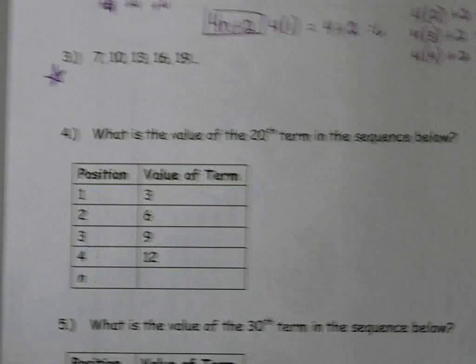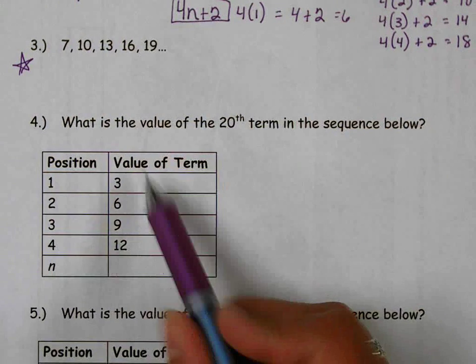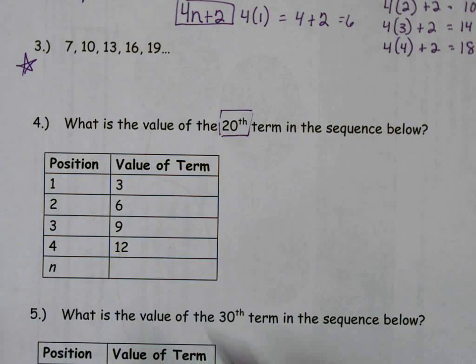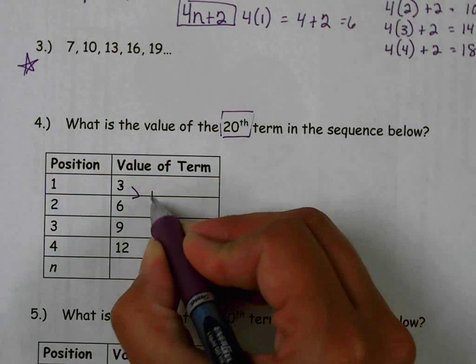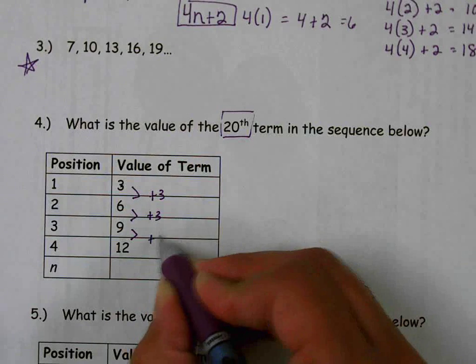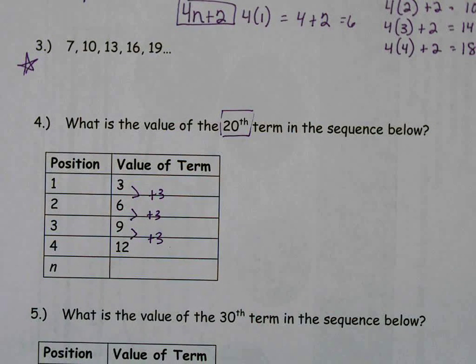Now, you may also see a question like this where it's in a table format, and we want to know what the value of the 20th term is. Now, we don't want to do this sequence all the way to the 20th position, so we want to write a rule. So again, we're going to look at the common difference. What's happening from 3 to 6? We're adding 3. 6 to 9, adding 3. 9 to 12, adding 3. Again, it's not always going to add. Sometimes we could subtract. The common difference could be a subtraction, which would be a negative.